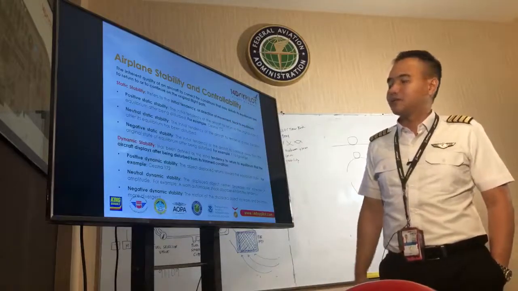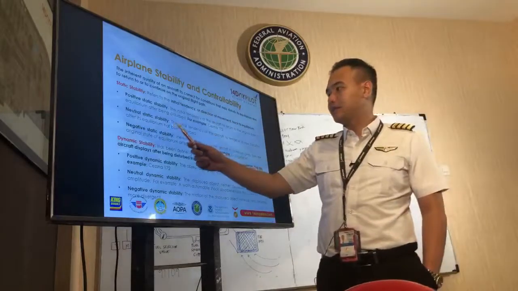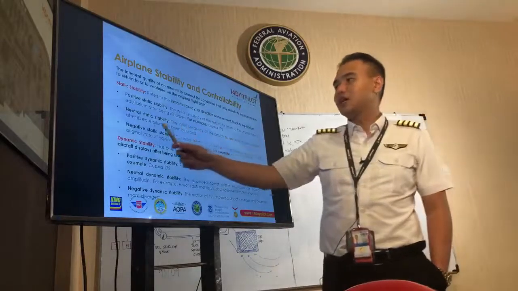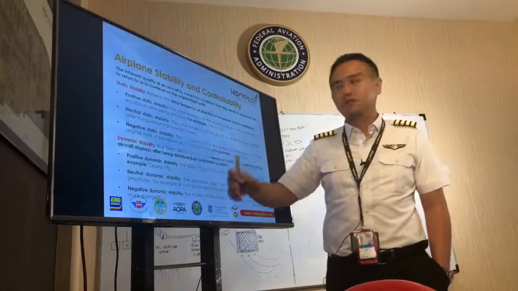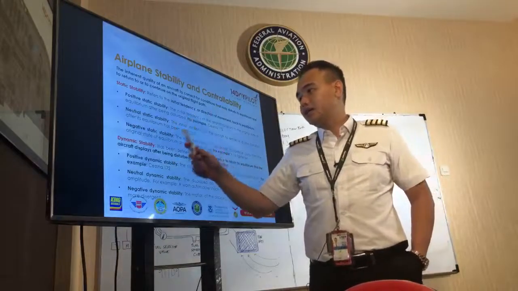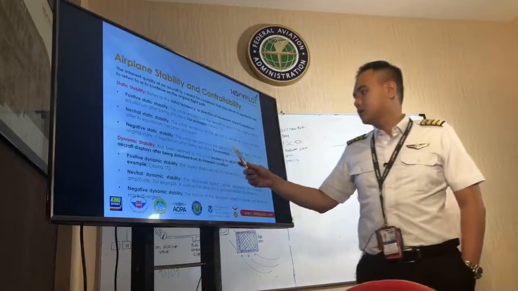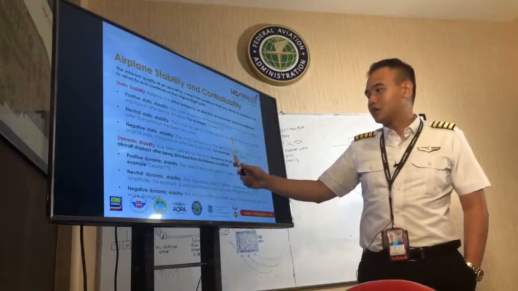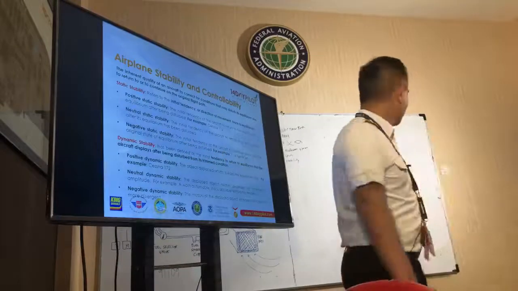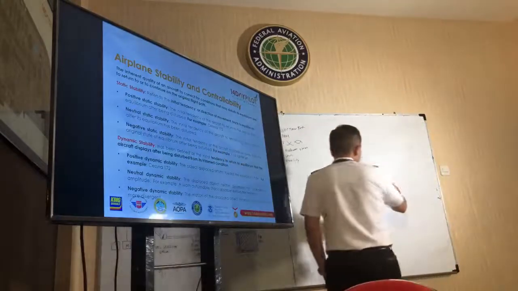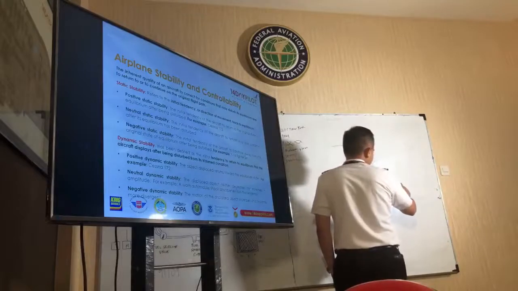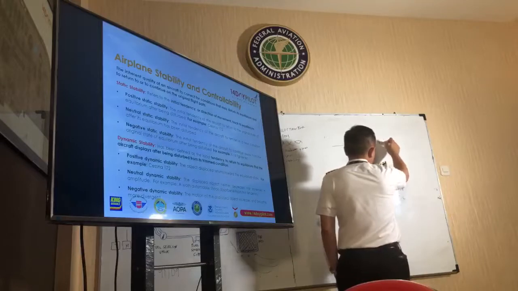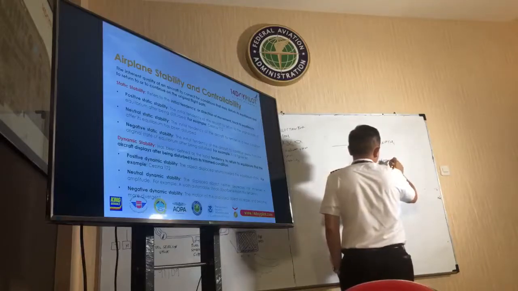For example, Cessna 172. And neutral static stability is the initial tendency of the aircraft to remain in a new condition after its equilibrium has been disturbed. And the negative static stability is to continue away from the original state after being disturbed. Okay? So this is the case. This is a positive static. This is the neutral. And this is the negative.